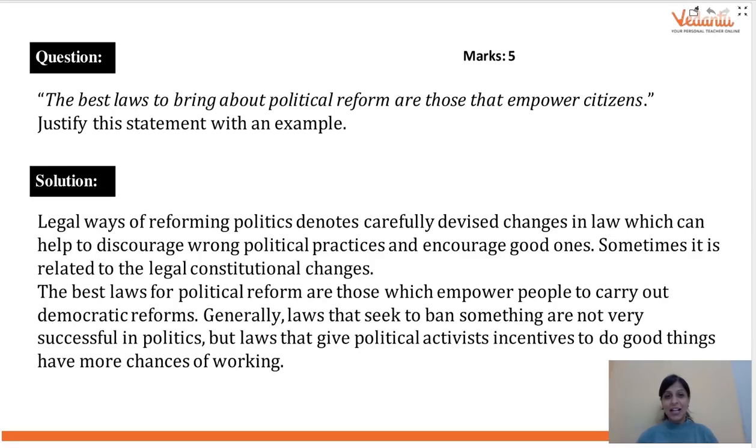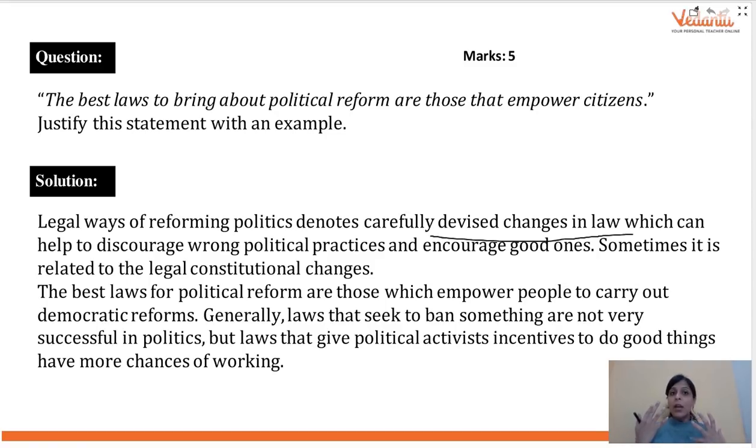So let's see what the answer is. The legal ways of reforming politics are by devising changes in the laws so that bad practices can be brought down. The best practices are, for example, anything done by the political party that involves the people. Laws that seek to do something are not very successful. You have a lot of resources that you can refer to, but anyway, it's you who have to put in some effort and study it well to give good results.